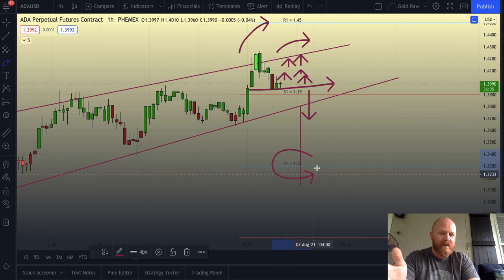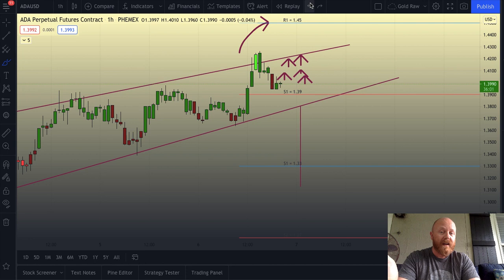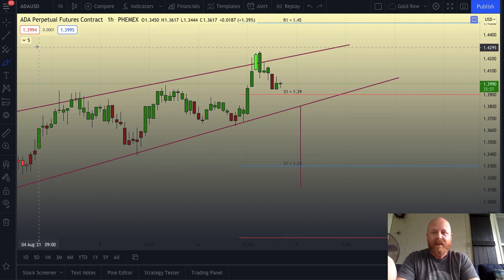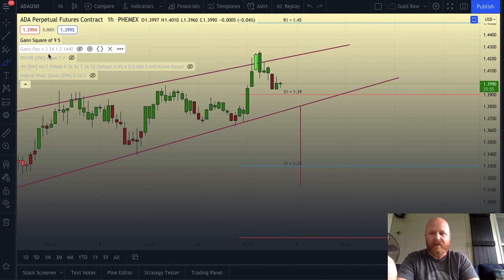You do have that support level of $1.33. So who knows if it gets there or not. And again, it would be tied to how far Bitcoin actually drops, right? That's the whole thing. Let's see what we have here for some indicators.